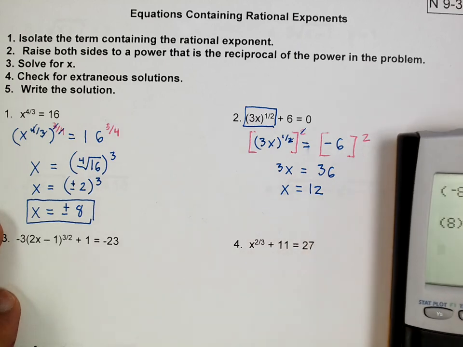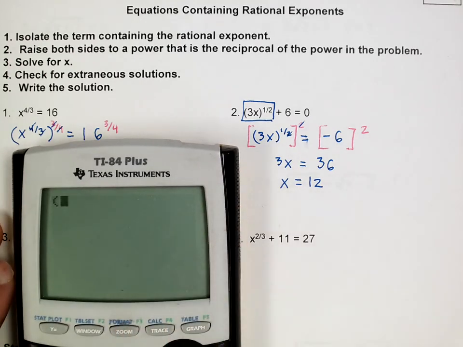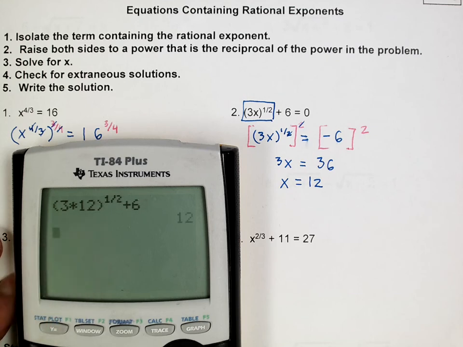Right, I'm going to plug in this 12 right here. So again, you can use a calculator if you like. So I have parentheses 3 times 12 to the power of 1 divided by 2, which is actually a square root, and plus 6. Now that should give me 0. So what they expect out of here is to get a negative number. But it does not. That gives you 12, which is not 0.